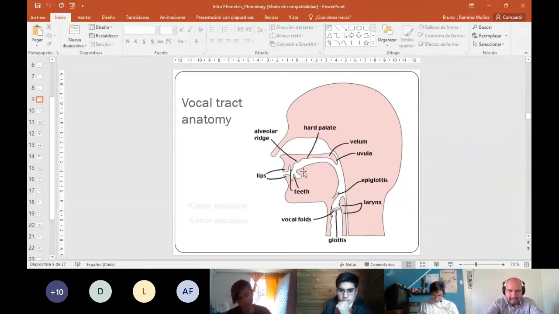Active. Active, right. What about the hard palate? Do you think it's an active or a passive articulator? Passive, exactly. The lips, are they passive or active? Active, exactly. The alveolar ridge, passive or active? Passive.